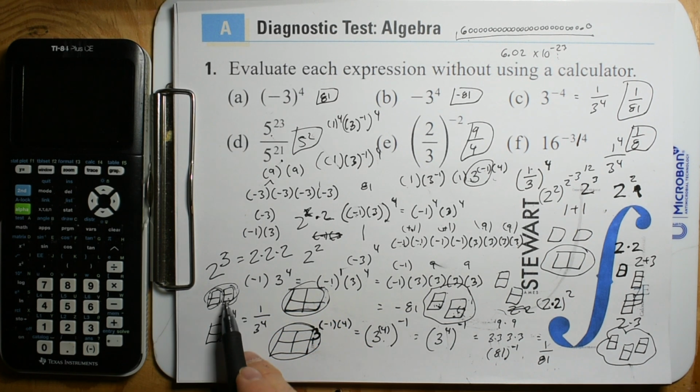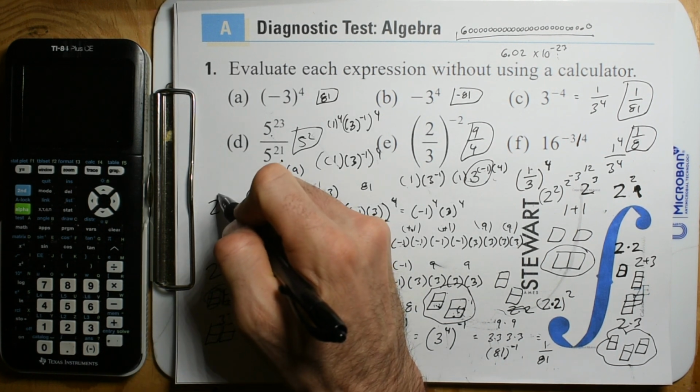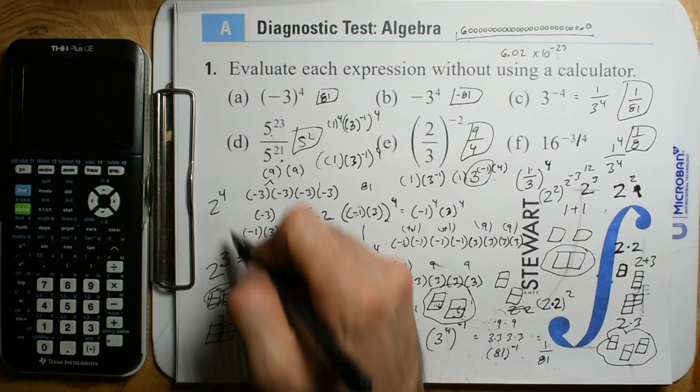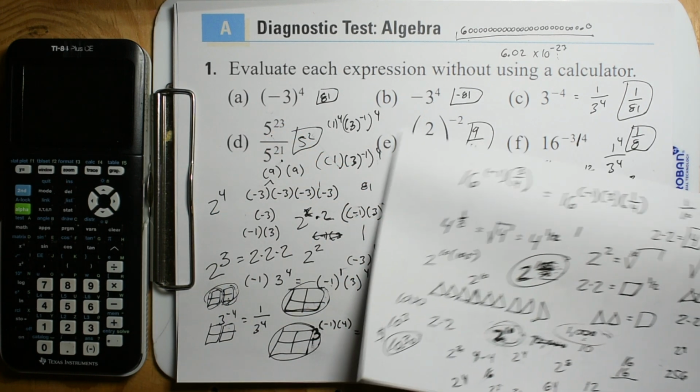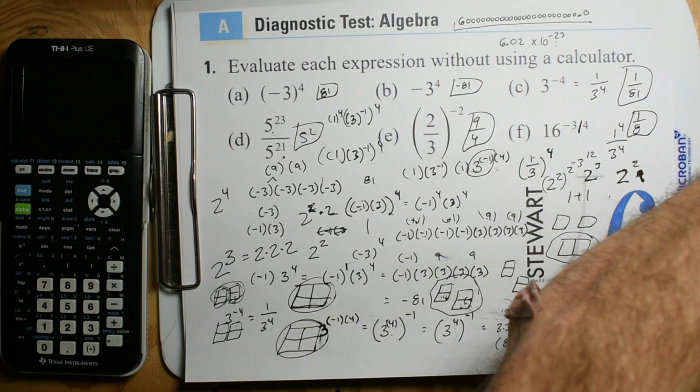Hell yeah. I'm not going to square this. If it was 2 to the 4th, yeah, then I would have, let's do that one and be done with this video.